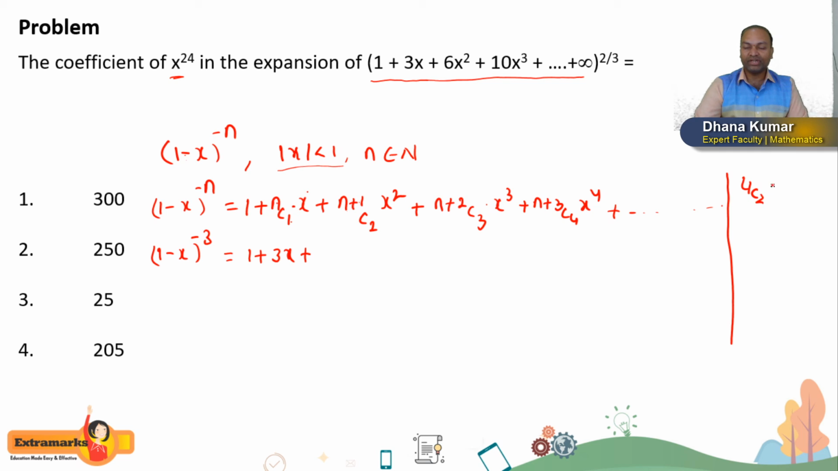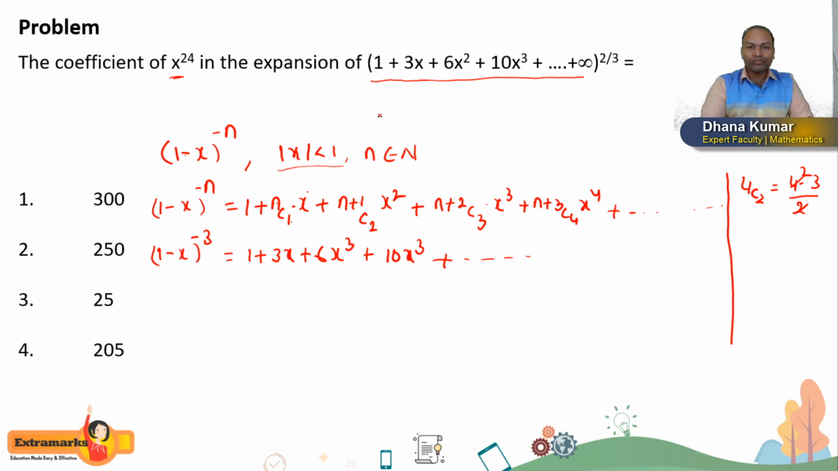4c2 value will be 4 into 3 by 2, the 2s cancel, so that is 6, 6x square, plus 3 plus 2 is 5, 5c3. 5c3 is equal to what? 10, 10x cube, plus so on. Now you observe this one. In the given question, the base value and the right hand side are both the same. Correct or not? Right, both are same.